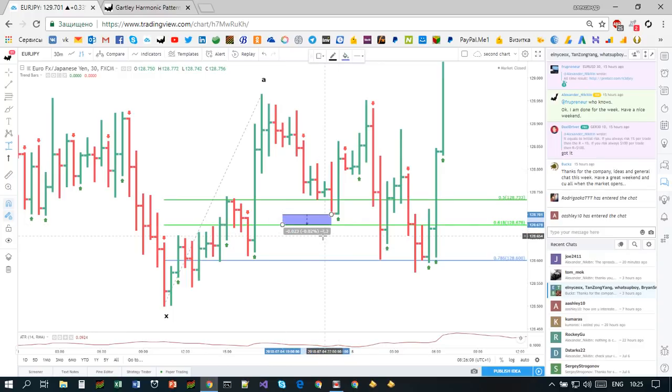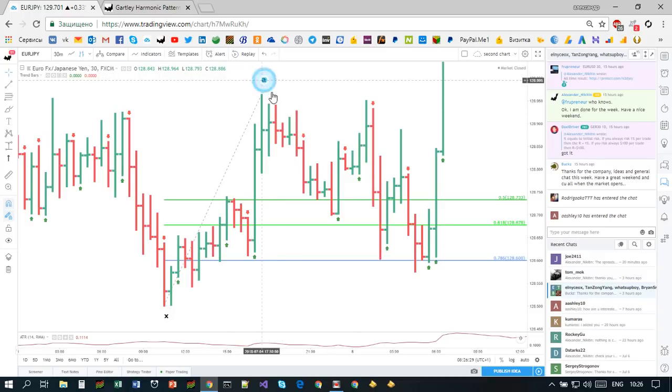Click on this low and stretch it to 61.8. How many pips do we have? 2.3. And now click on this low again and stretch it to 50. How many pips do we have? 3.2. Obviously, we are closer to 61.8. That's why this pattern is qualified as a valid Gartley B point, a valid potential Gartley.